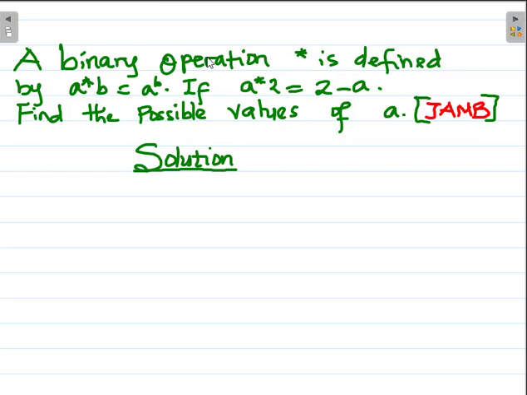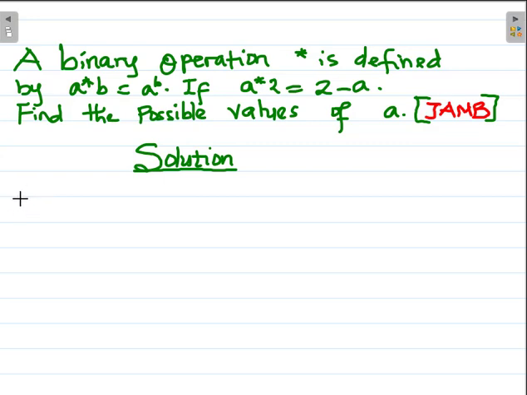We are going to solve this JAMB problem. It says a binary operation star is defined by A star B is equal to A to the power of B. If A star 2 is 2 minus A, find the possible values of A. So very quickly, let's get to solve it.